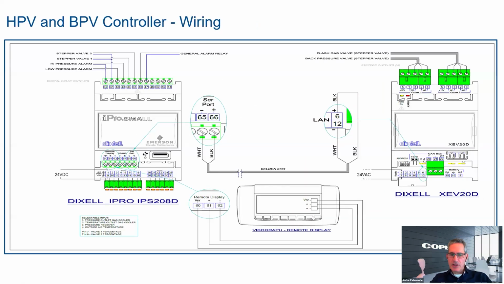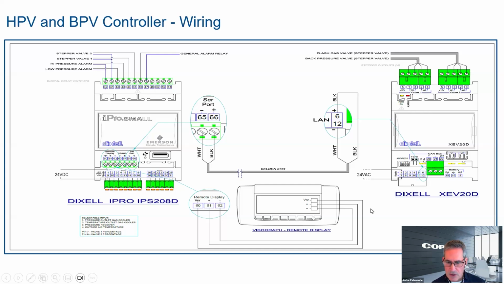So quickly, I've got the iPro on the left. I've got the valve driver on the right. And you can see here, 24 volt DC is recommended on the left side here, communicates via LAN. We go to the valve driver. Valve number 1 is my high pressure valve. Here it's called back pressure valve, but we call it high pressure valve. It does both. And valve 2 is my bypass gas valve. I've got all my valve signals, stepper 1, stepper 2, alarms, low pressure alarms, and so on built in. So that kind of gives you a quick diagram.